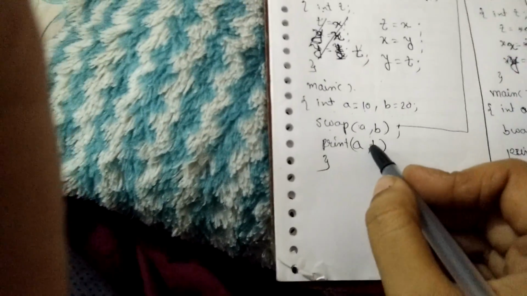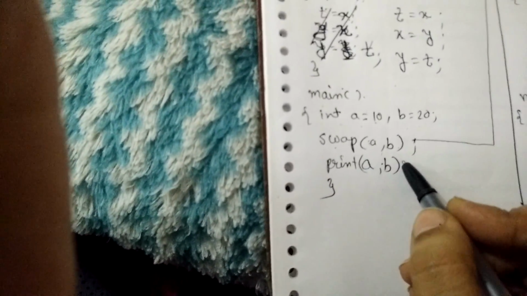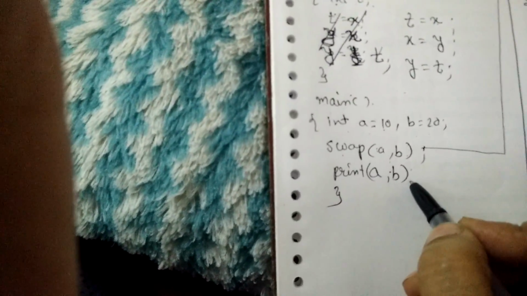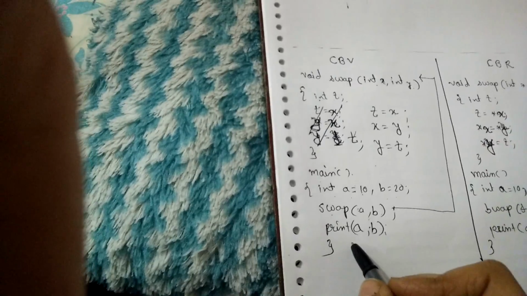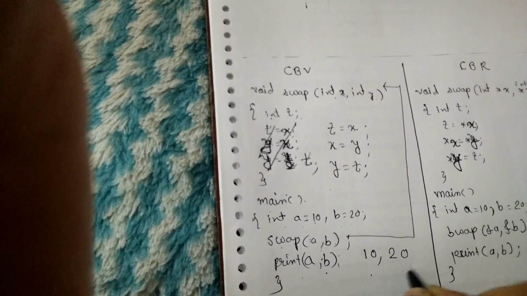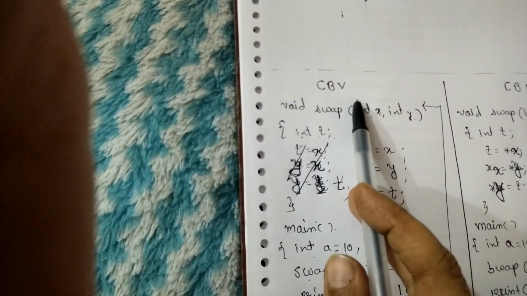Now when we come back to the main function, we print a and b, not x and y. In the main function the values of a and b are unchanged, as they were before the function call as well as after it. These are separate variables: a and b are separate, and x and y are separate. So the values printed are 10 and 20. Actually, no swapping is done in call by value.